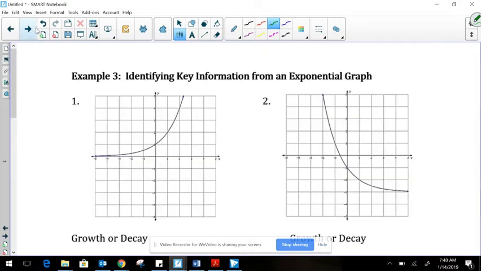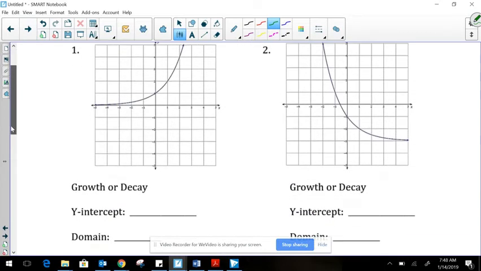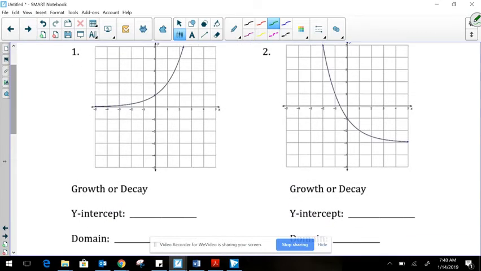Okay, example 3. Now we're looking at some equations that are already graphed for you. All right, first one here, this is our favorite one, growth or decay. If it's going up, that's getting bigger, so that is growth. Okay, my y-intercept then, that's where it hits the y-axis. That's this line here. So that point is 0, 1.